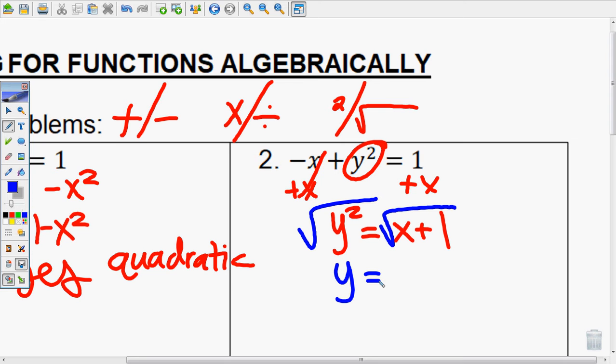Now, in Algebra 2, you guys learned that when you take the square root, it creates a positive and a negative. So we have to put a plus or minus symbol on the outside. So we have y equals plus or minus the square root of x plus 1. Okay? How do we feel?